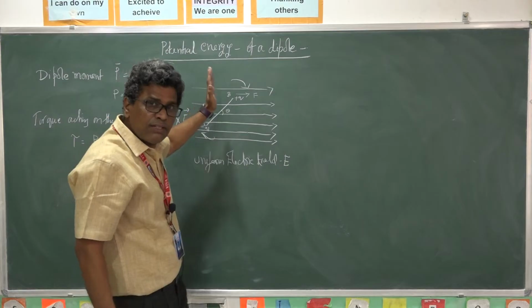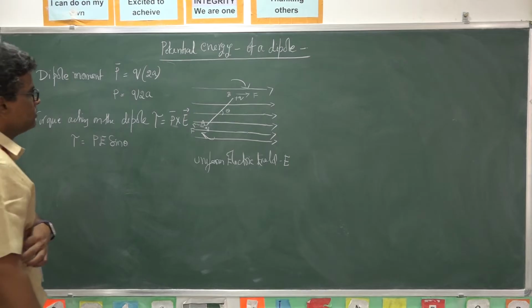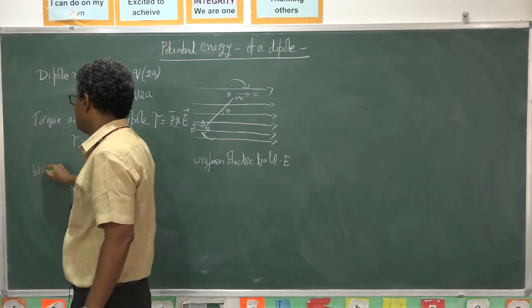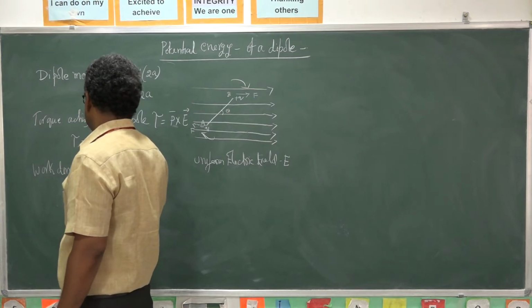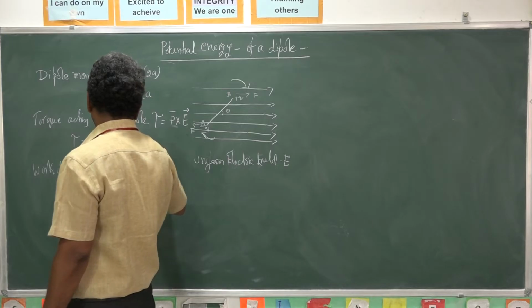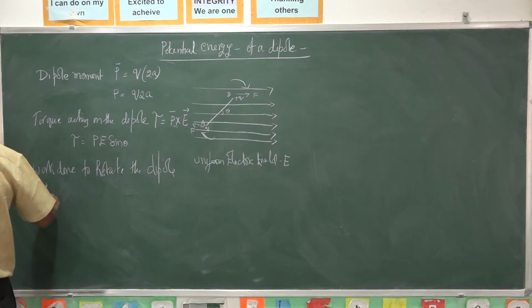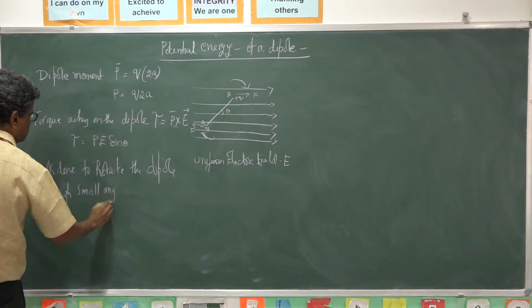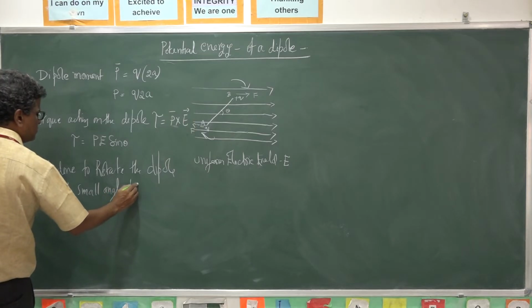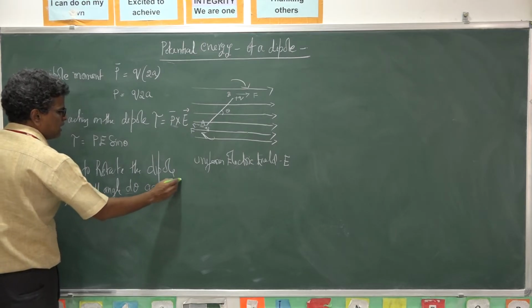To rotate it through a small angle d theta, how much work should be done? So I am calculating the work done to rotate the dipole through a small angle d theta against the field.